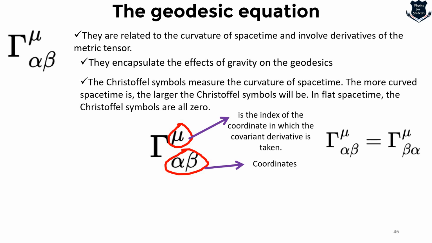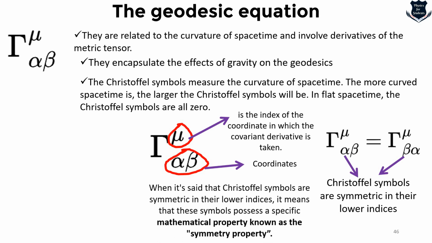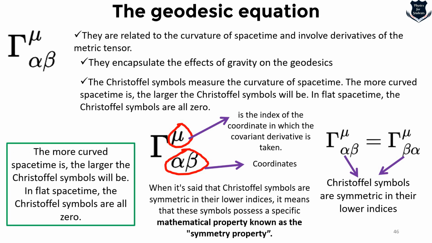So if alpha beta is equal to beta alpha, then we say that the Christoffel symbols are symmetric, but only in the case of the lower indices. Now when I say symmetric, it means that it follows the mathematical property known as the symmetry property. This symmetry property is very important. What we can understand is that the more the curvature of a space or a manifold, the larger the Christoffel symbols will be, intuitively. And in flat space-time, it is absolutely 0 because it has no curvature.